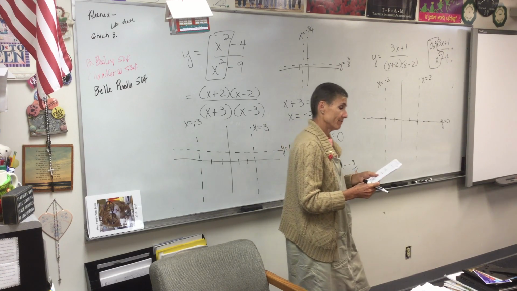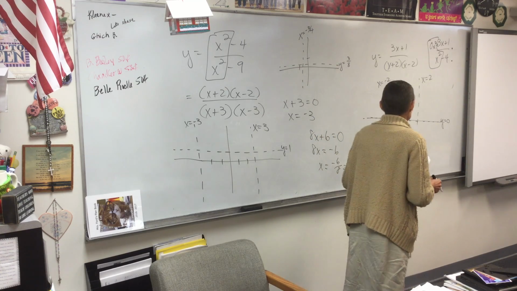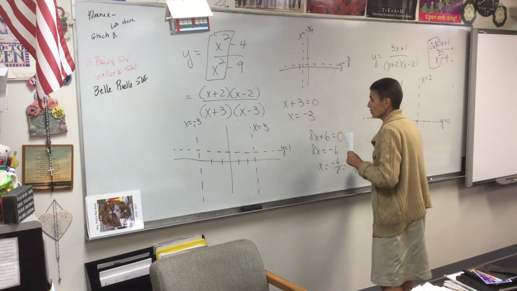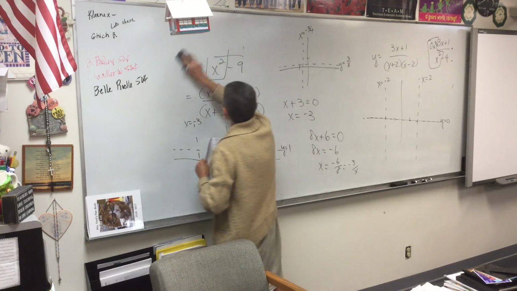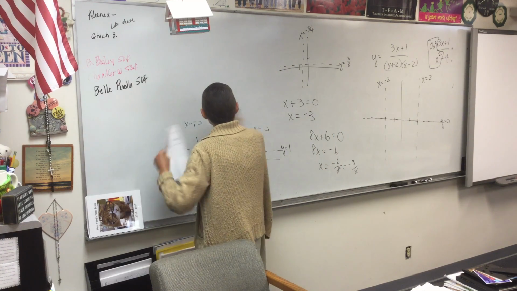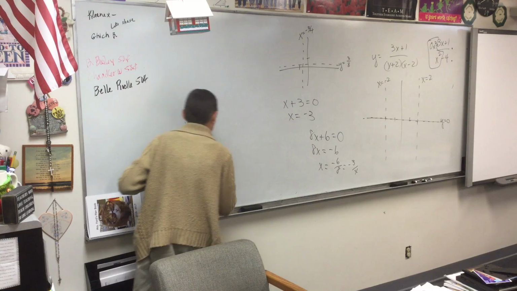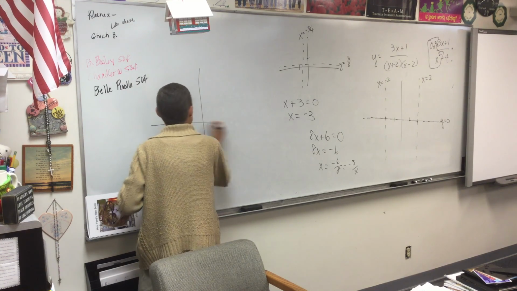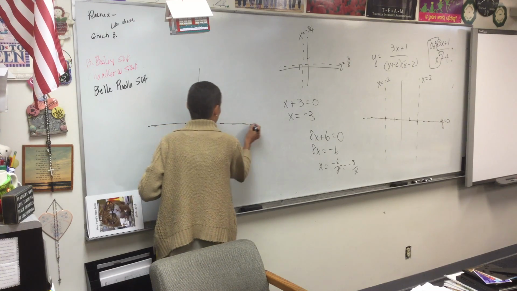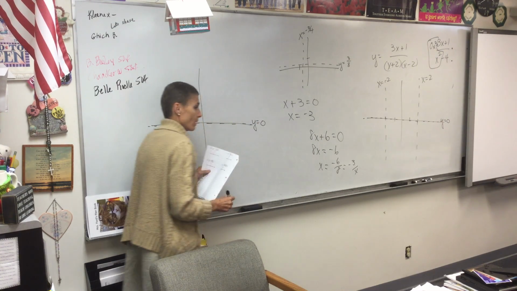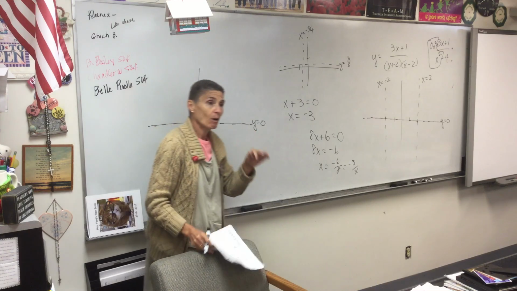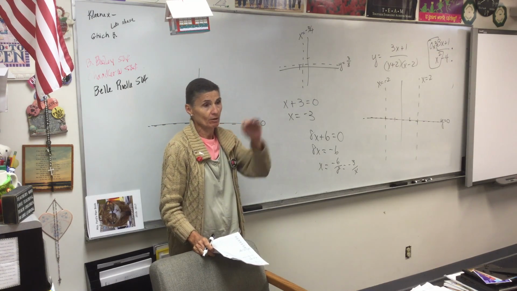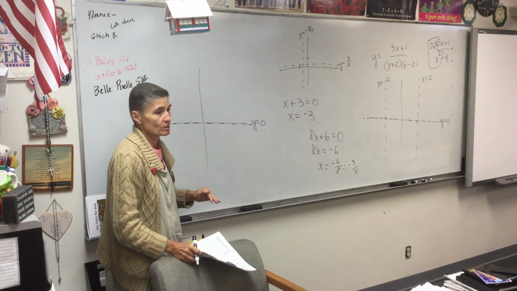Look at F. Where's the horizontal asymptote in F? Horizontal now. Where's the horizontal asymptote? At y equals 0. The horizontal asymptote in F is also at y equals 0, because the power on the bottom is bigger. There's no x squareds on the top.